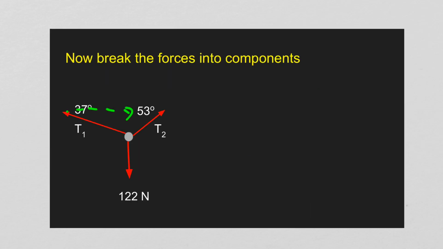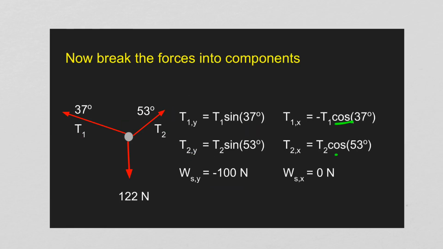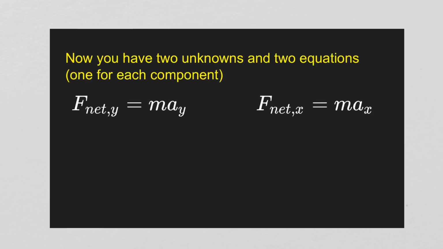So I've got T1. This will be T1x, and this would be T1y. So I can tell that T1y, if I want this part, is just T1 times sine of 37 degrees, because that's the angle. T2y is going to be T2 sine 53 degrees, which would be right here. This up here would be T1y. And the weight of the system pointing straight down, remember negative means down, is just 100 newtons. For the x direction, I want the adjacent side, so same type of thing using cosine, and there is no part of weight pushing down.